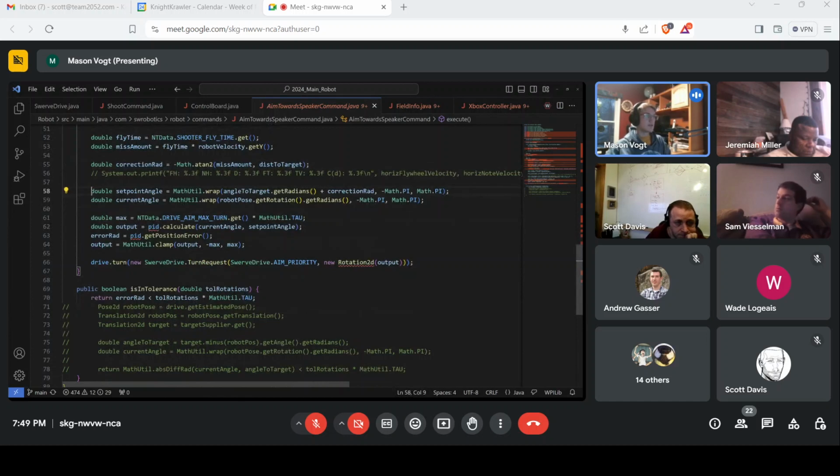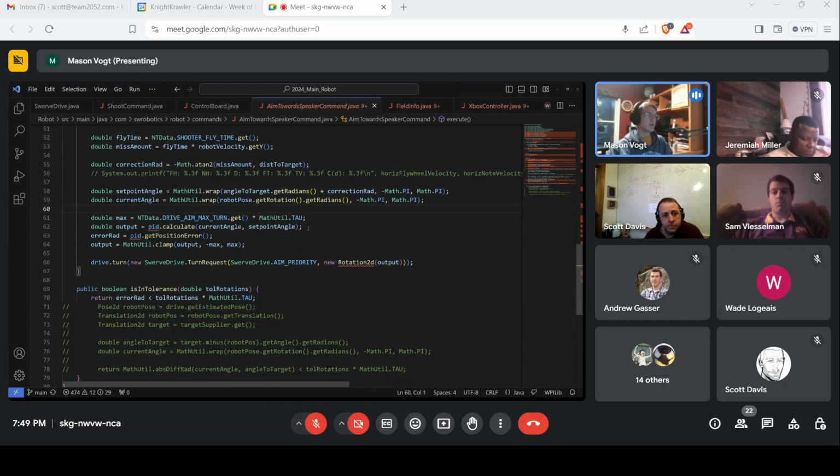So set point angle is just wrapping it around. I believe WPILib might also have a wrap, but this might not be the WPILib class. That's something you should probably write, because it can cause a lot of issues if you don't wrap the angles around. What that means is that if you have 540 degrees, it'll wrap it so it's within 360, so your robot isn't doing multiple spins to get to a point, because that's obviously not optimal. And then it's also finding our current angle.